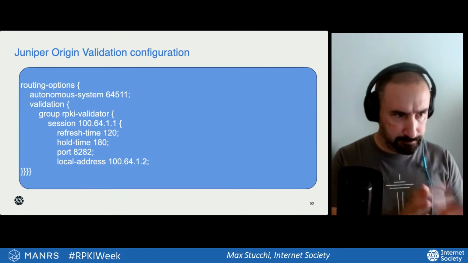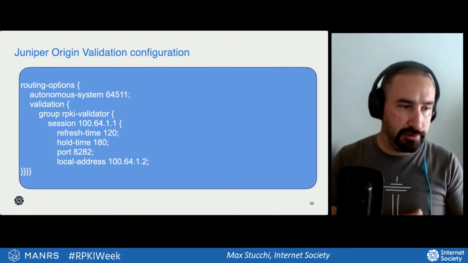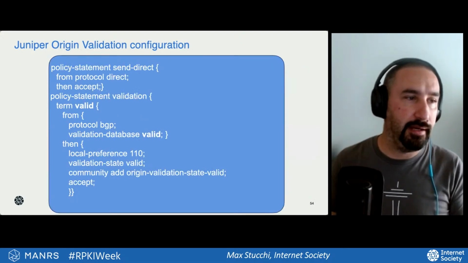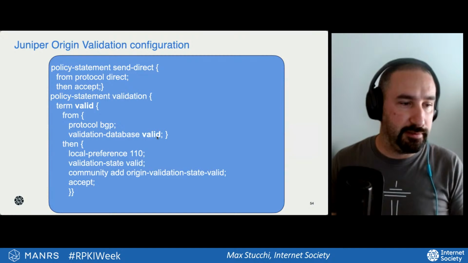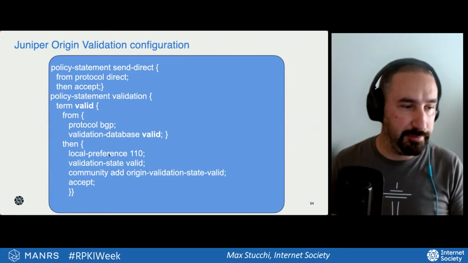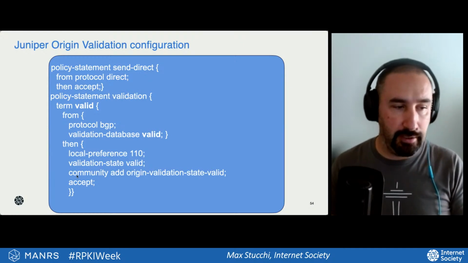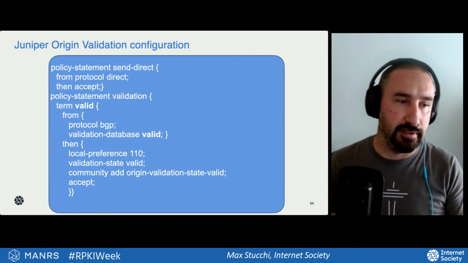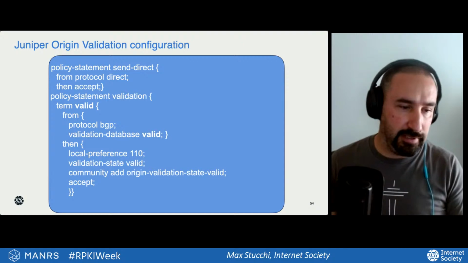Of course, the syntax is a bit different, but I set up my validators, ports and local address, remote address. This is an example. And then I create a policy statement where I check the term valid, validation database valid, and then I say accept it, set the local preference to 110, and then I can add a specific community that's defined as a default also in Juniper to say this prefix has a status valid.